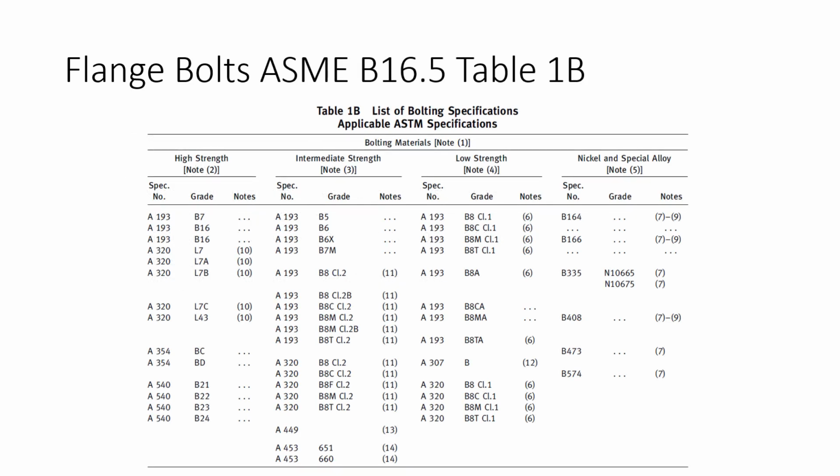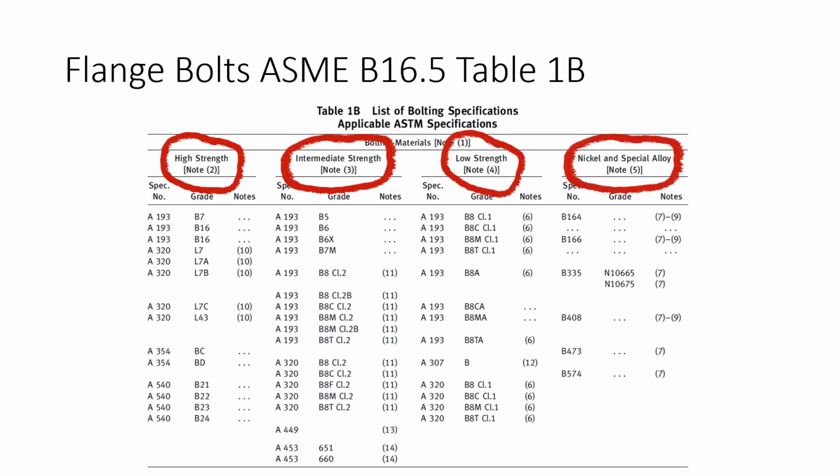This is Table 1B from B16.5 that lists bolt material for high strength, intermediate strength, and low strength. Also listed are nickel and special alloy materials for bolting. Pay particular attention to the note indications below each of the column titles. Below each column title you will notice a notation such as 2, 3, 4, and 5. There are also note indications, such as Note 10, that are located at specific bolt materials in the body of the table.